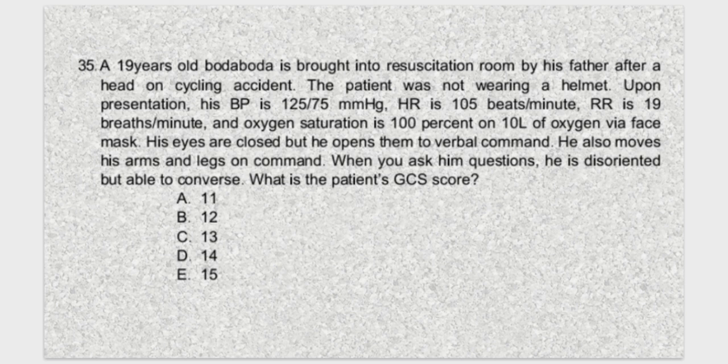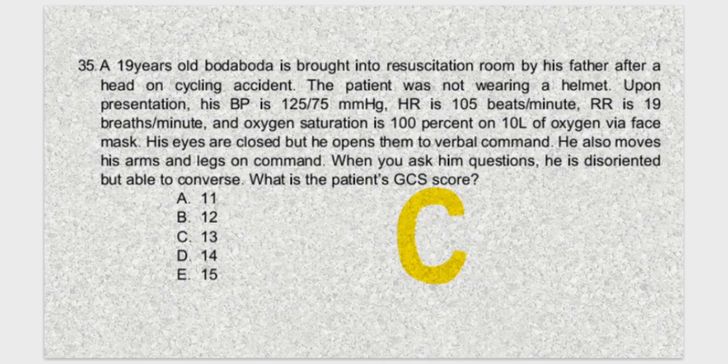His eyes are closed, but he opens them to verbal command. He also moves his arms and legs on command. When you ask him questions, he is disoriented but able to converse. What is the patient's Glasgow Coma Scale? The answer is C.